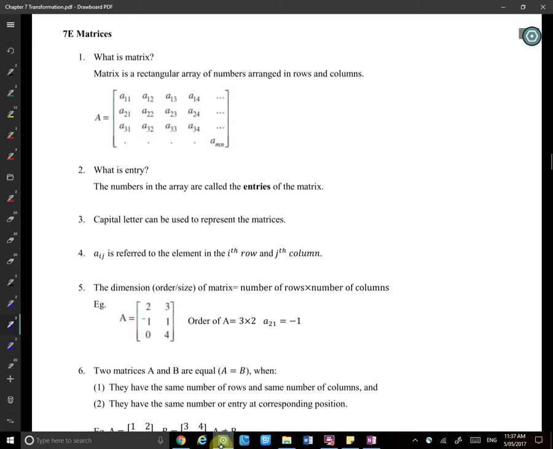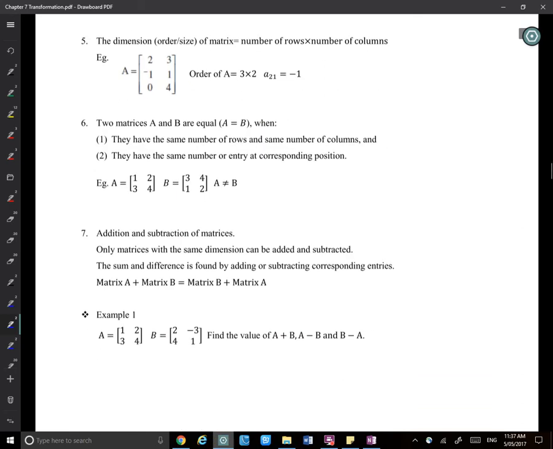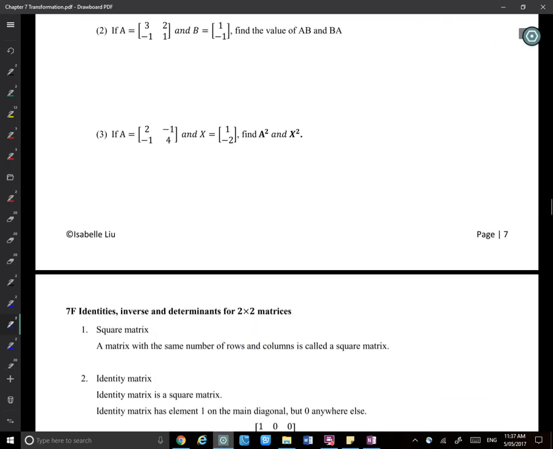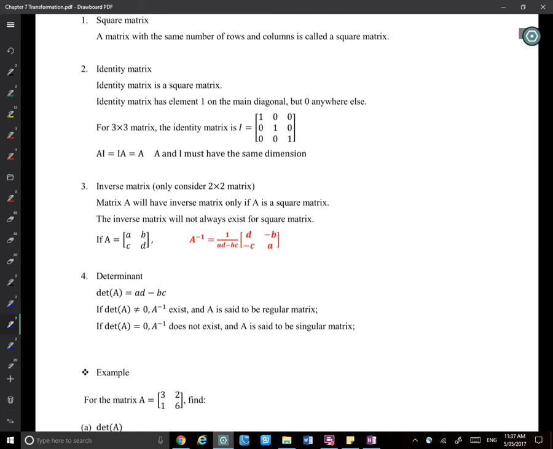Okay, matrix. I think some of you learned a little bit about matrix before, but most of you have no idea what a matrix is. So we learn the basic things for matrix, the calculation of matrix first, and then we'll use matrix to help us talk about transformation.